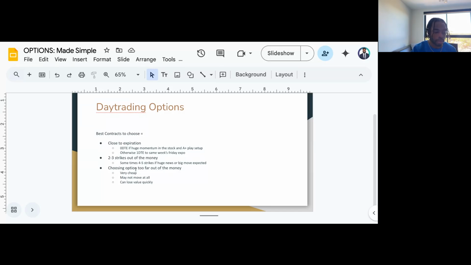Okay. So choosing options that are too far out of the money, they're very cheap. They might not move well if they move at all. Sometimes they don't move at all, and you can lose value really quickly. So this is something that says 0.05, which means you're paying $5 for a contract. I do get those contracts sometimes, but like I said, it needs to be big news, because those $5 contracts can go to $100, which is a 20x.